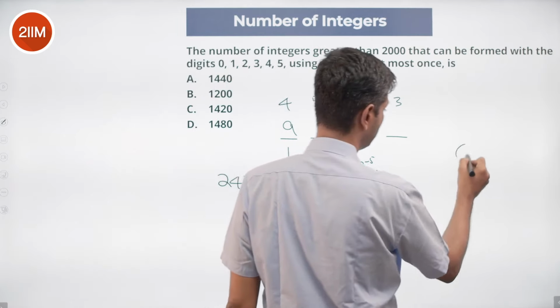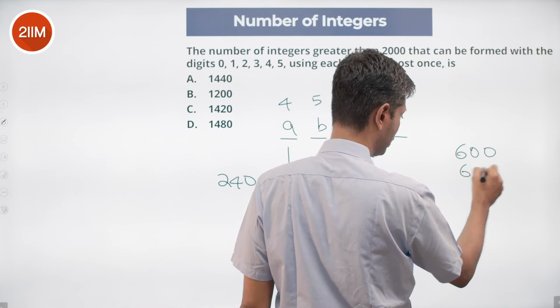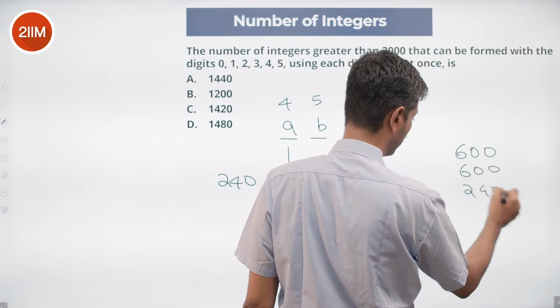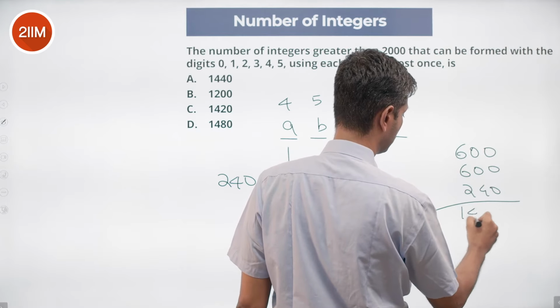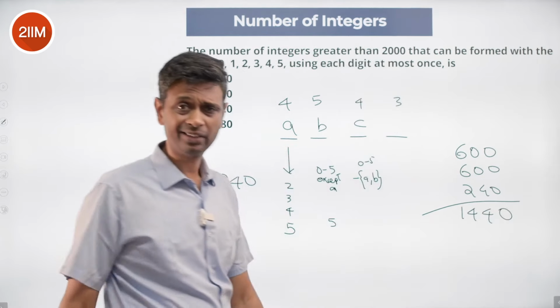So we had 5 digit numbers and 6 digit numbers, 600 and 600 each. 4 digit number, 240. 1200, 1400, 1440. Hopefully that's there in our choices.